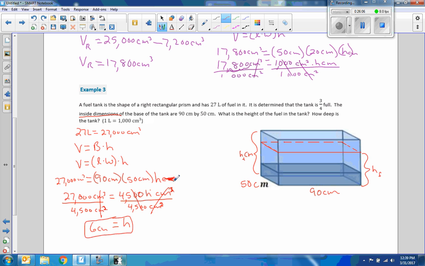Okay, now is that the container or is that the liquid? Well, that's including the liquid, so we set it equal to the liquid. So this now is 6 cm. Okay? Now think about the question. It says it's 3/4 full. So the height equals the height of the liquid plus the empty height. And 6 is 3/4 of what number? So 3/4 of H equals 6 cm.